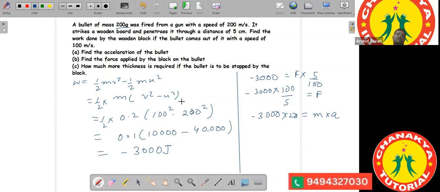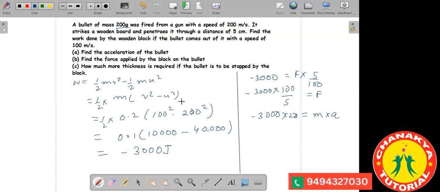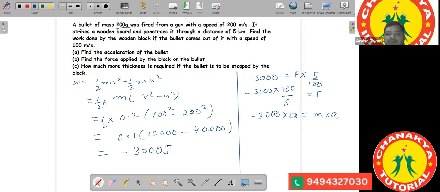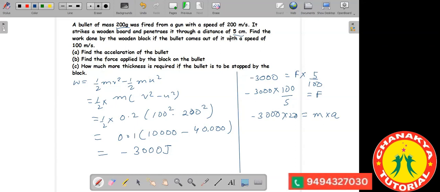Okay. Now, mainly see the last part. So Harenik, how can we solve the last part of the problem? Sir, we have to find the thickness required. So what is the present thickness that they give? Presently, it was 5 centimeters. So how much more distance is required? So you can use a formula because we have all the values.